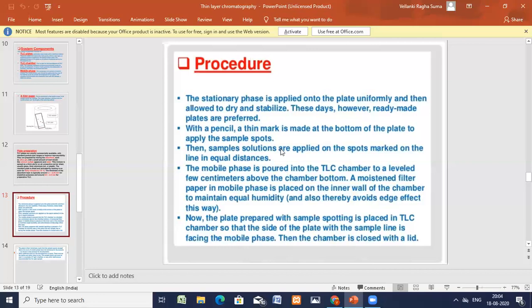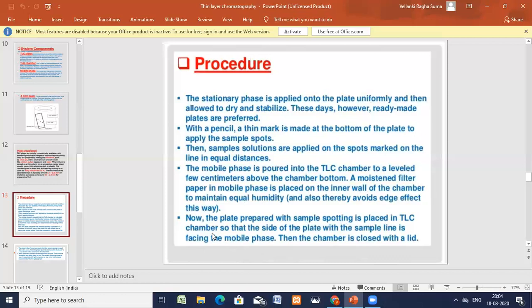Now the mobile phase is poured into the thin layer chamber to a level a few centimeters above the chamber bottom. A filter paper moistened in the mobile phase is placed on the inner wall of the chamber to maintain equal humidity. Then the plate prepared with the sample spots is placed in the chamber. The chamber is covered to maintain the moisture and humidity level, with the filter papers.